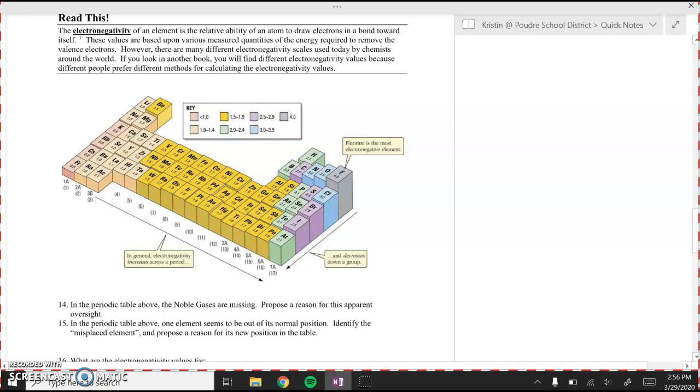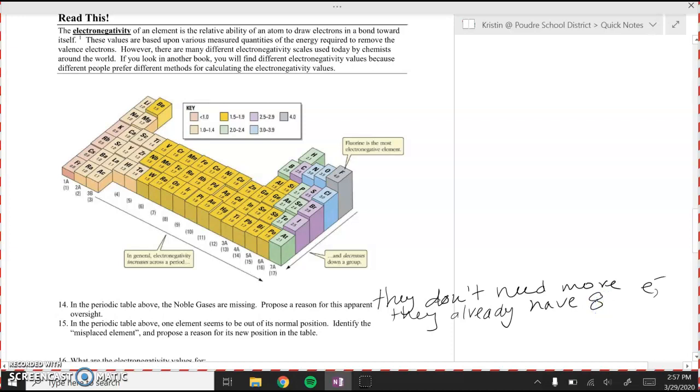So these values are based on measurements that we make. And there's many different scales used by different chemists, but this is the one that we are going to use to calculate electronegativities. So there's numbers on this little periodic table, and those numbers are the electronegativity value. So the noble gases do not have an electronegativity value because they don't need any more electrons. They already have 8. So they also don't form bonds. So their octet rule is already satisfied.